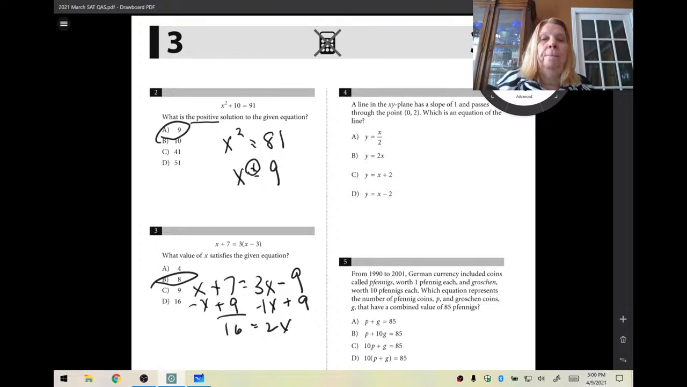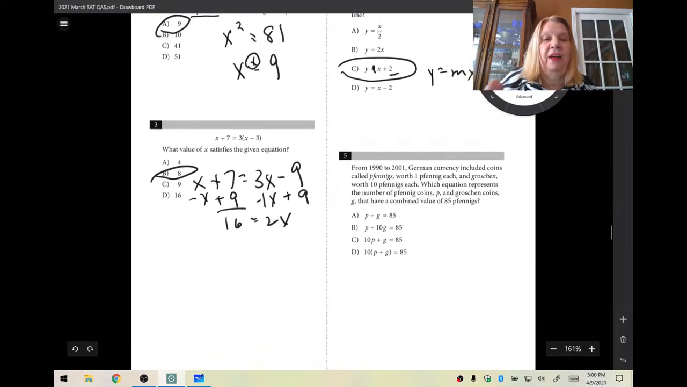Number 4, a line in the xy plane has a slope of 1. That's our rate, and it goes through 0, 2. So that means our y-intercept is 2. Here is our answer because the slope is 1 and our y equals mx plus b format.